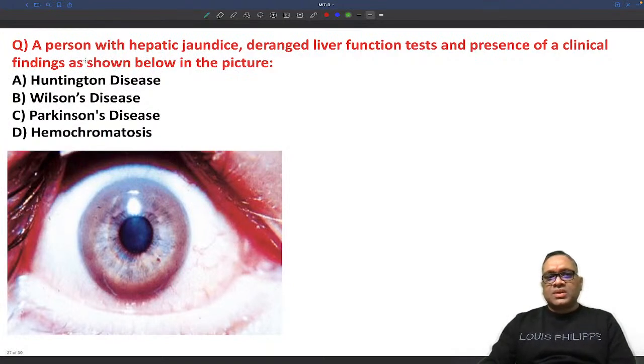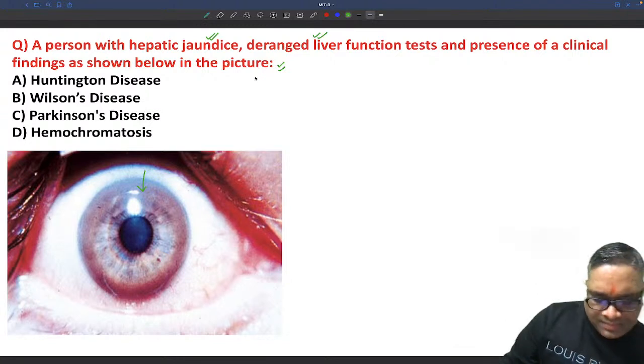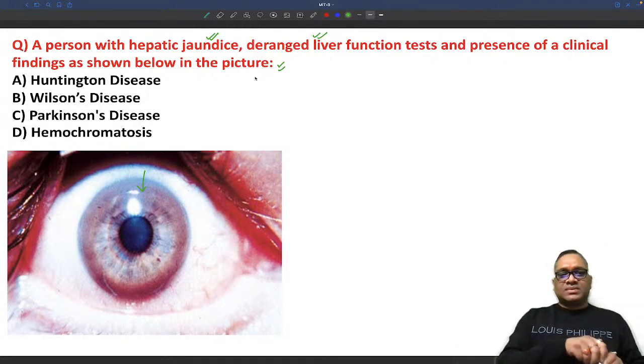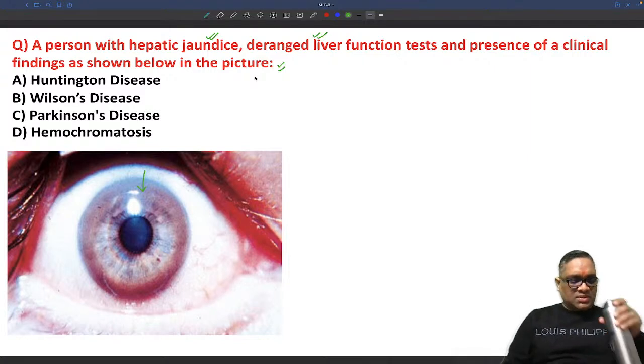Now come to the next question. A person with hepatic jaundice, deranged liver function, and this clinical finding. So tell me, what is this disorder? Easy question. Previous time this was a question in your exam. Tell me what should be the right answer. Simple question, very simple question.